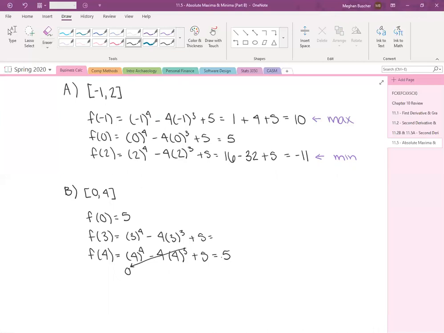Okay, and then 3 to the 4th. We can rewrite this as 3 squared squared. And what's 3 squared? Isn't it 9? Yep, 9. And then what's 9 squared? 81. So we have 81 minus 3 cubed, 27. Do you know 27 times 4? 108. I just did it. Okay, cool. And then plus 5.